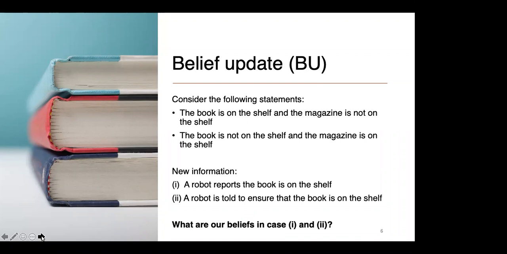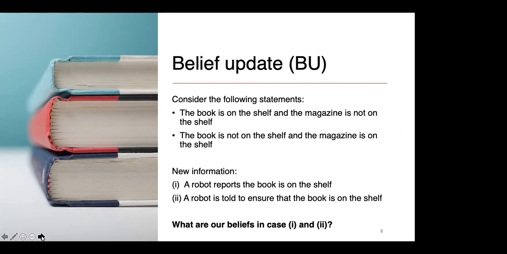Instead, suppose we ask a robot to ensure that the book is on the shelf. After reporting, we have the situation again where the book is on the shelf. However, the thinking here is not straightforward. It could be that the book was already on the shelf and the magazine was not, in which case the robot would have done nothing. Or it could be that the magazine was on the shelf and the book not, in which case the robot would pick up the book and place it on the shelf.